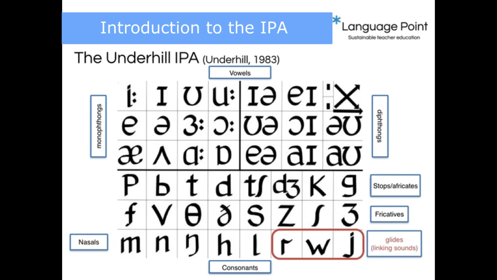On the right-hand side, we have three sounds which are quite important in connected speech. They're used for linking words together sometimes, and these are called glides. So we've got r, w, and y. And then in the middle, we have two other sounds. One of them is not important. It's called an aspirant, which is h, and the other one is a lateral, which is l. They look just like the letters which represent them generally, so they're quite easy.